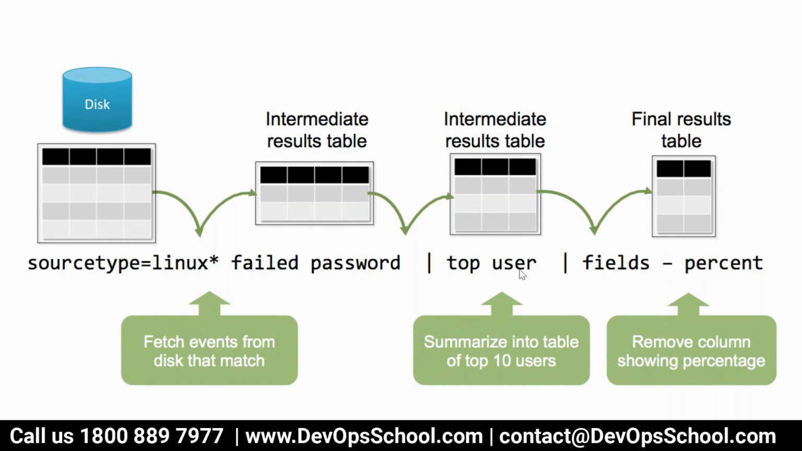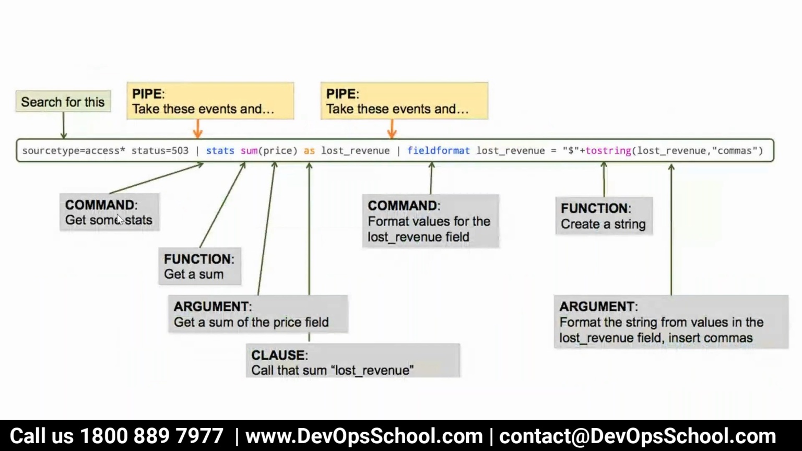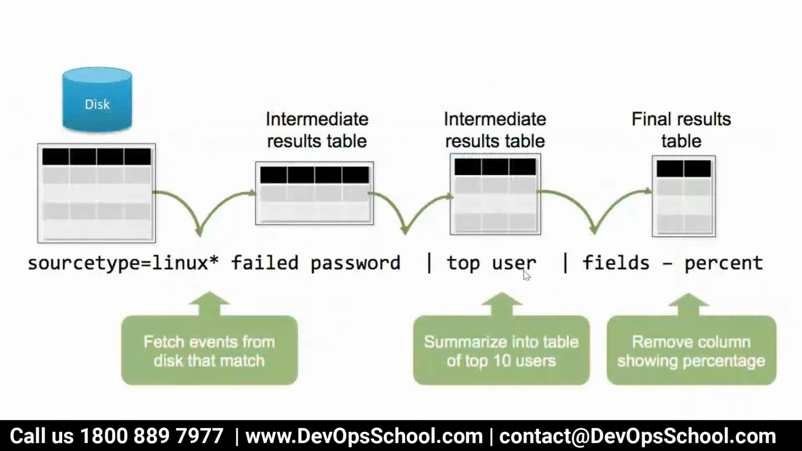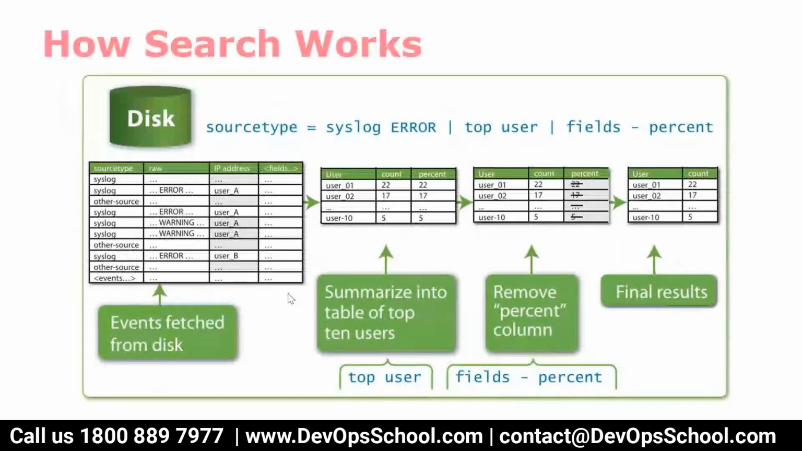Now, by top user: top is a command here, and user is a field. So top will automatically display results by the user field. On top of that, you are asking to remove the percentage. So remove fields with minus percentage means removing that field. So here you see the output.